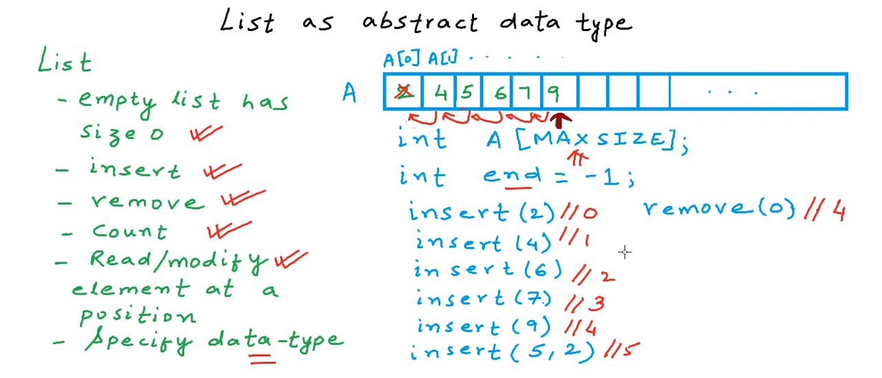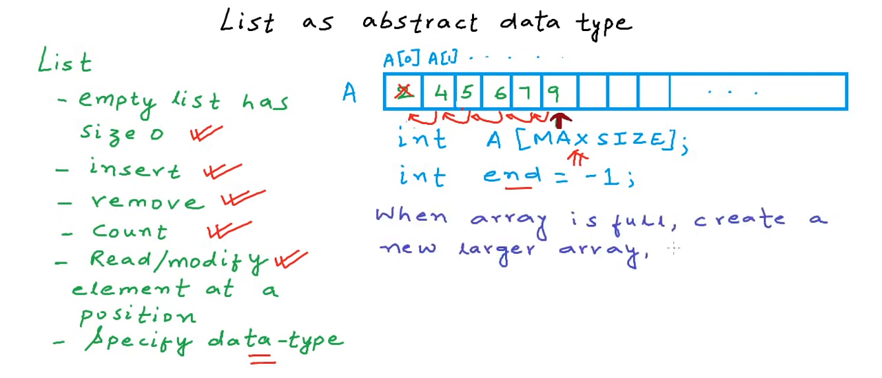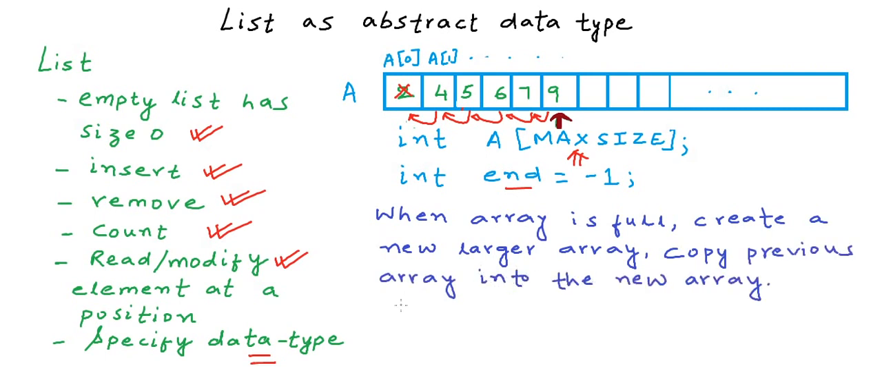So what do we do in that case? We need to keep that in our design. We cannot extend the same array. It is not possible to do so. So we will have to create a new, larger array. When the array is full, we will create a new larger array and copy all the elements from the previous array into the new array. And then we can free the memory for the previous array.